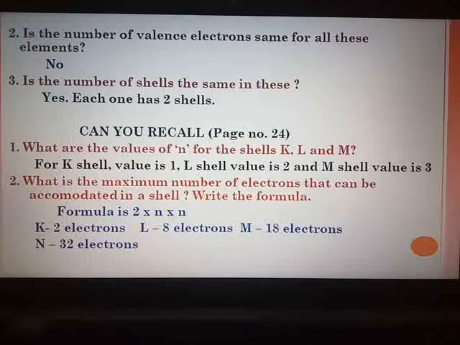These are derived by the formula 2n square. And I have told you in the same activity, question number 3, deduce the maximum electron capacity of the shells K, L and M. The answer is the same. On the same page, towards the bottom, you have one activity.